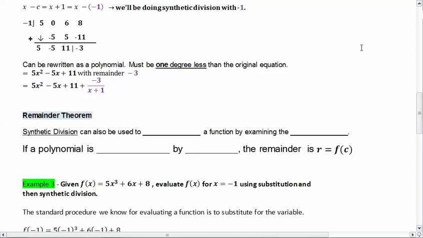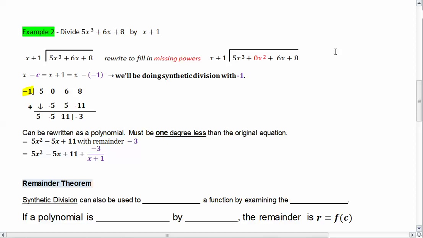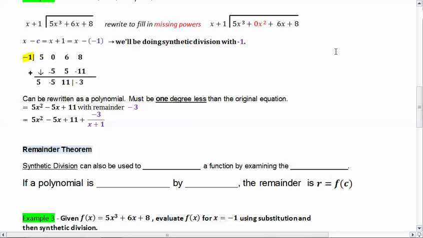So what you do is you put that -1 up here, the top left, right next to all of your terms. And our terms that we have, because we filled in all those terms, and the next step we did was to get rid of the x's, is 5, 0, 6, 8, because we had 5x cubed, 0x squared, 6x, and 8. So we have -1 on the outside, 5, 0, 6, 8 on the inside. The first thing we're going to do is bring that 5 down. You don't do anything to that 5, you just bring it right down. So we have that -1 on the top left, we have this 5 on the bottom.